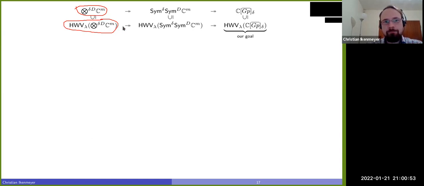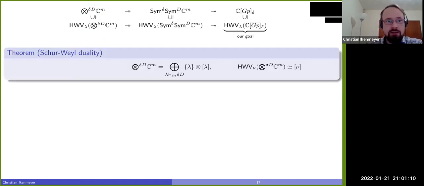So what we do is we take this highest weight vector space, we interpret this as functions basically, and then we restrict the domain of definition. So there are 3 steps here. The first one is actually really nice and completely classical. It's called the Schur-Weyl duality, which is this center part here.